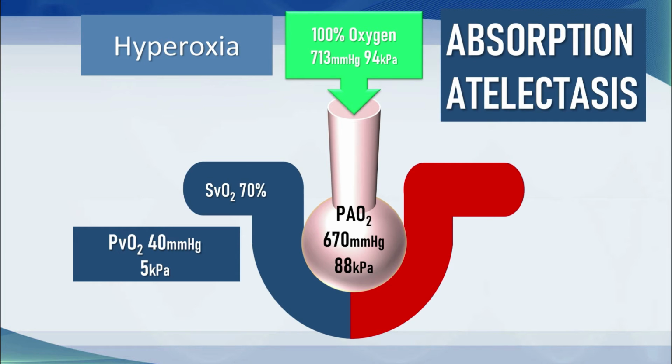Now, I mentioned to you earlier on that there was already a fairly decent gradient between the alveoli and the pulmonary venous blood. And normally that's about 70 millimeters of mercury. But in this situation now, we have a 600 millimeters of mercury difference in the partial pressure of oxygen within the alveoli and the venous blood.